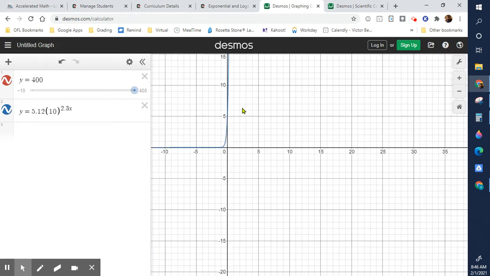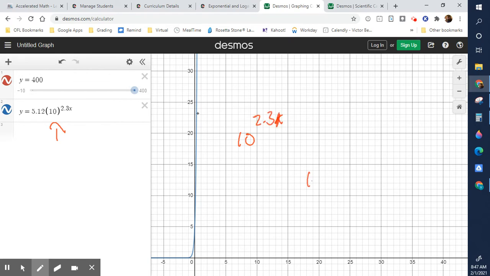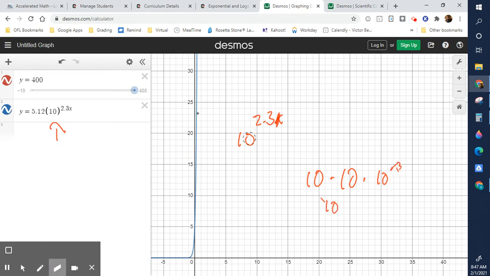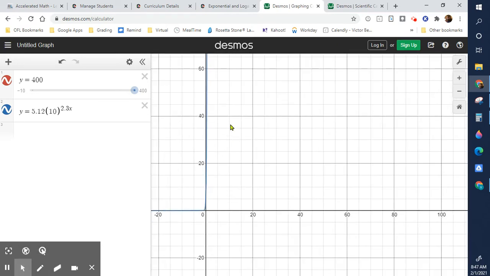And that's because, think of it this way. We're multiplying this 10 by itself. If we plug in 1 for x, we're multiplying it by itself 2.3 times. That means 10 times 10 times 10 to the 0.3. So it's at least 100. So it's a lot. That's why it's growing so fast. And that was just for 1. If we do it for 2, it's going to be even more than that. It's going to be like 100 times more than that.